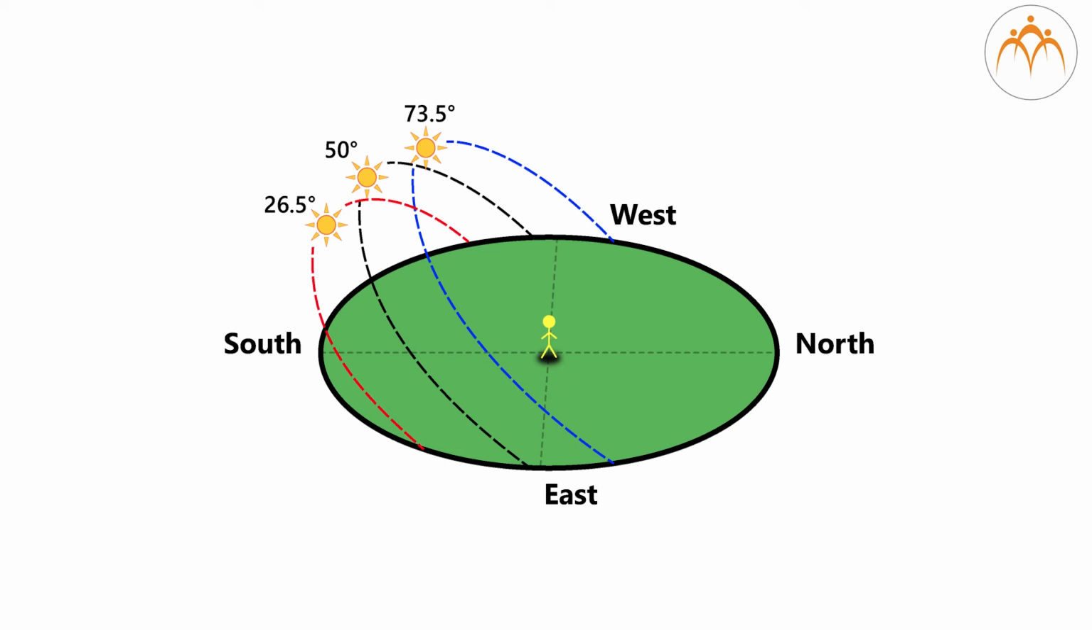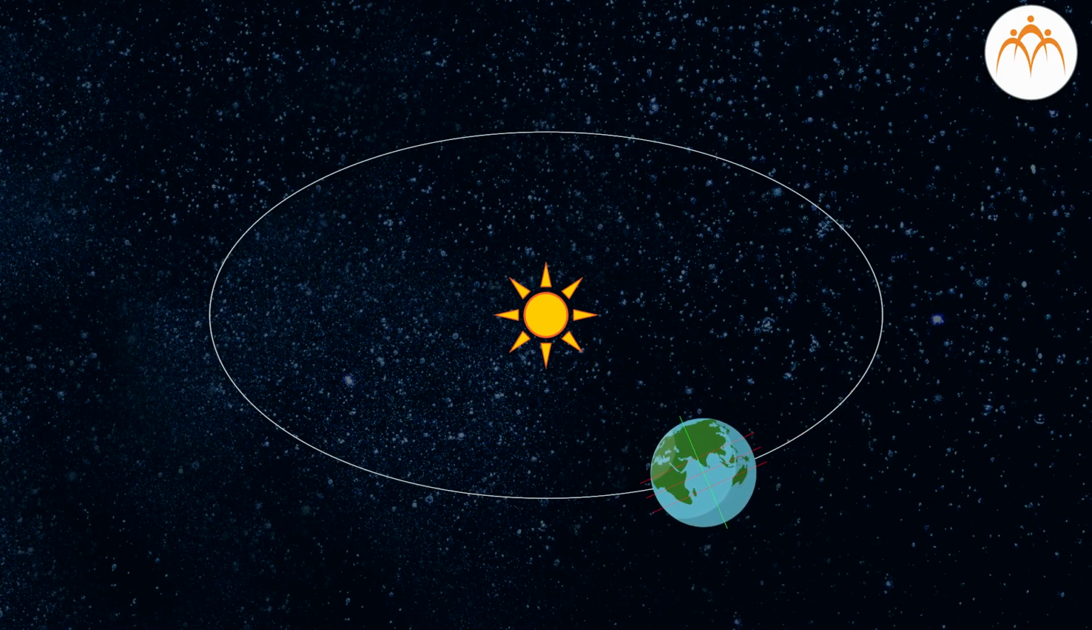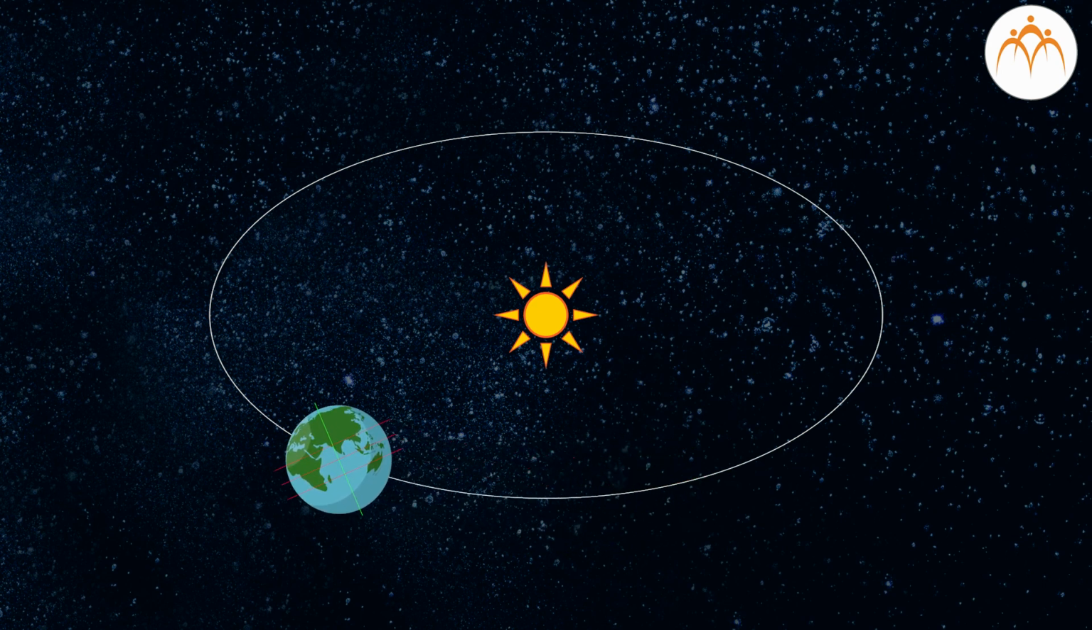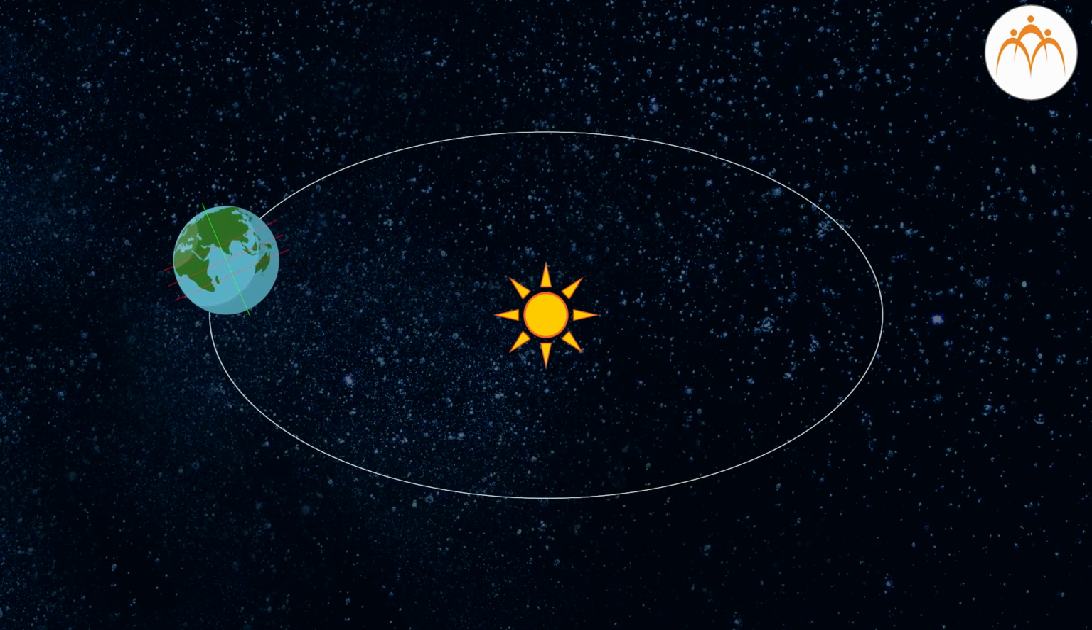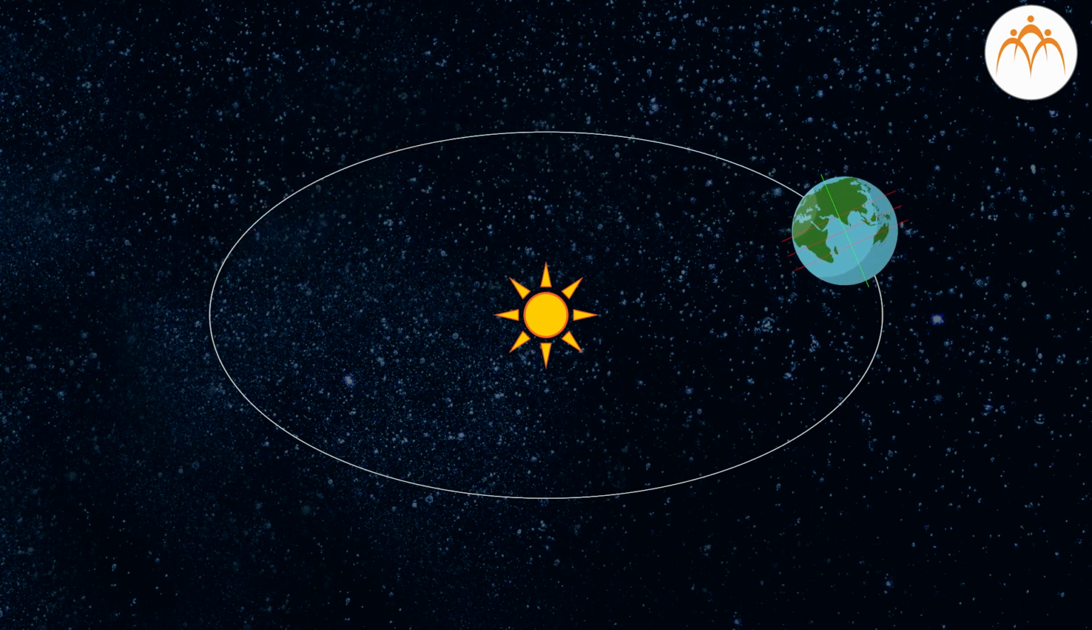This journey of the sun from the north to the south, 73.5 degrees to 50 degrees to 26.5 degrees, and back to the north again, 50 degrees to 73.5 degrees, is what we know as Uttarayan or Dakshinayan. This is the apparent movement of the sun. Remember, the sun is never moving. It is the earth that is revolving around the sun with an inclination of 23.5 degrees.